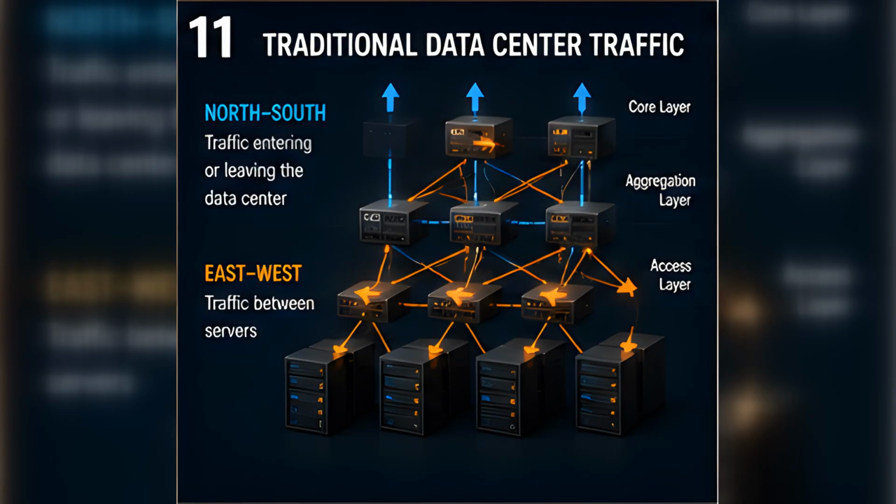Traditional data centers used a 3-tier design, similar to campus networks. But virtualization and distributed applications greatly increased east-west traffic. East-west traffic travels between servers inside the data center. North-south traffic enters or leaves through the WAN or Internet. In a traditional design, communication between 2 servers might pass through several network layers. This can create bottlenecks and inconsistent latency.